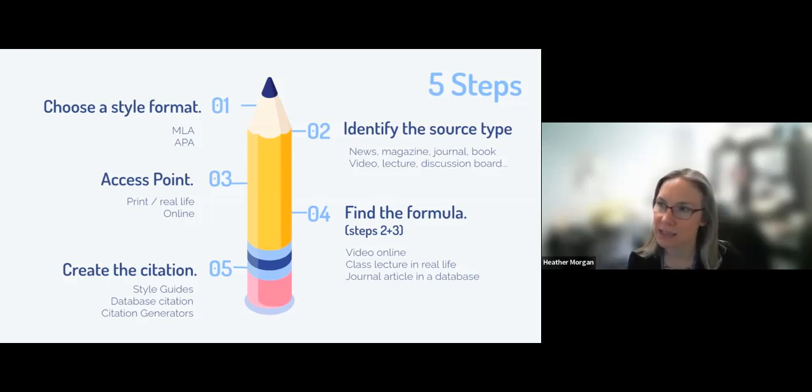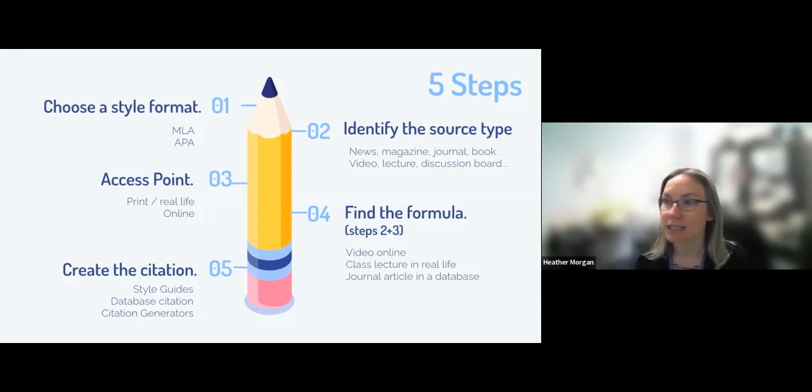What is your access point? Your access point means how are you personally interacting with that source? How did you get that source? Is it something which I refer to here as print or real life, which means, did I hold it in my hand? Did I check a book out off the shelf? Did I buy the magazine when I was in Barnes and Noble or something? Is it print or real life?